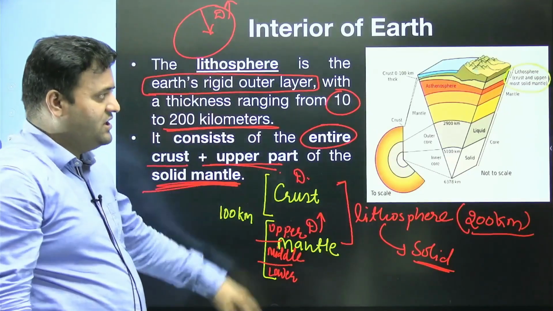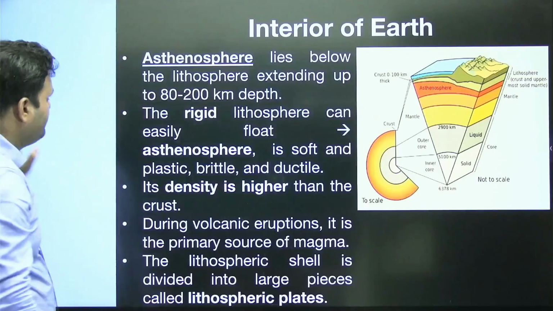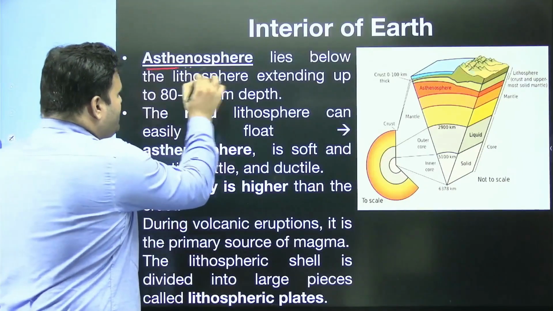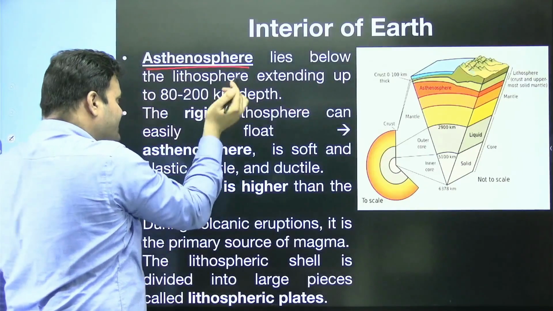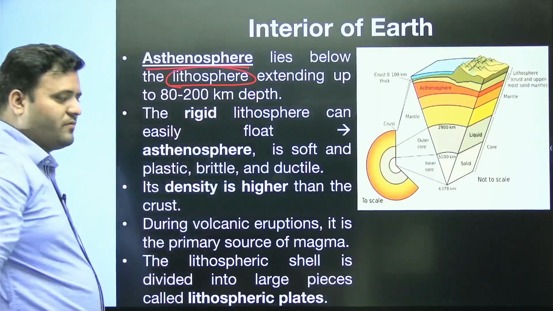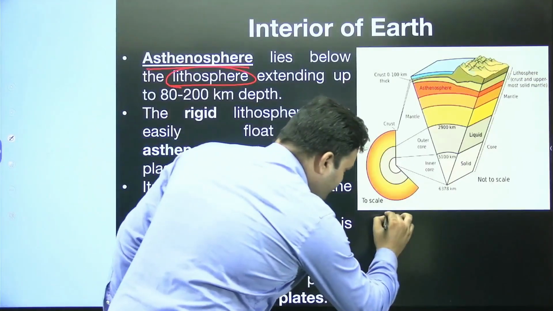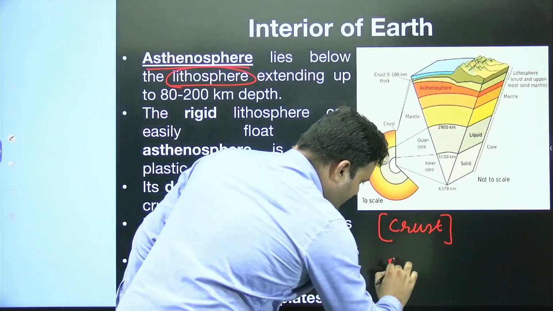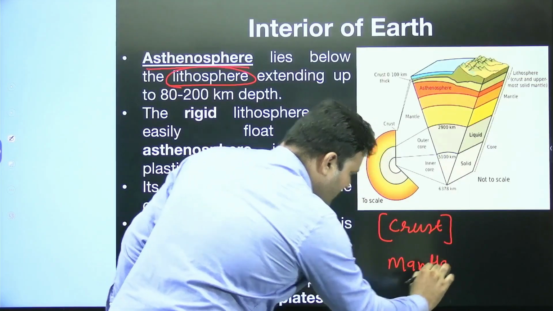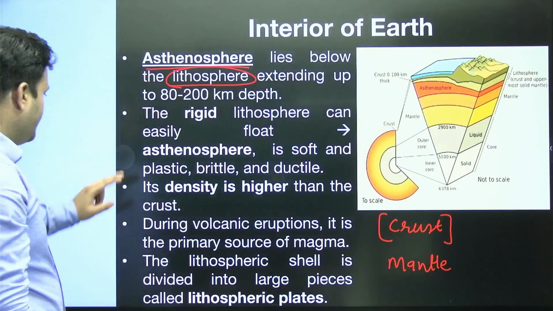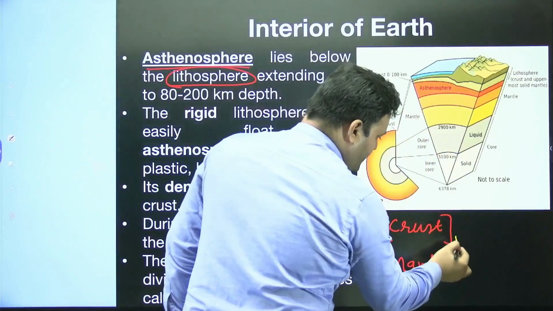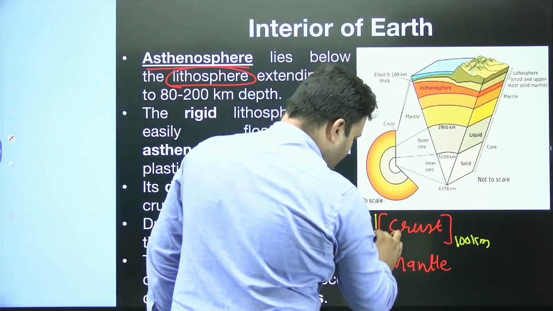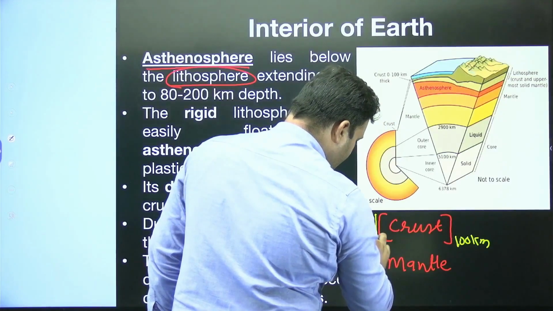So this is about the lithosphere. Moving ahead, after lithosphere we have the asthenosphere. What is asthenosphere? Asthenosphere is lying below lithosphere. Again, we have a crust first. After the crust we have mantle. The depth of crust is up to 100 kilometer, and the depth of lithosphere is up to 200 kilometer generally.